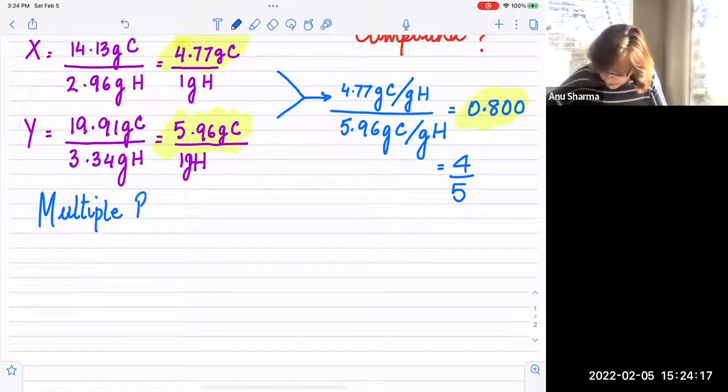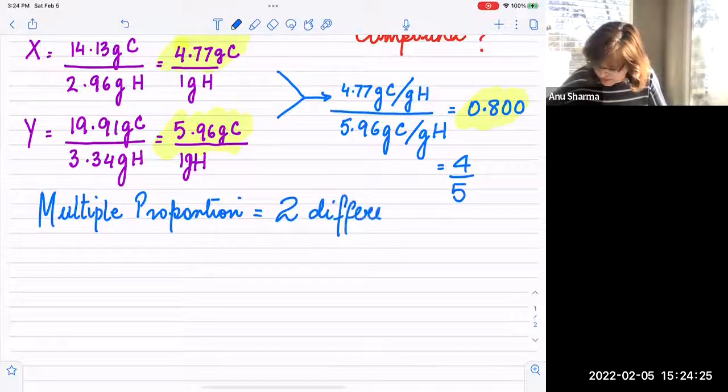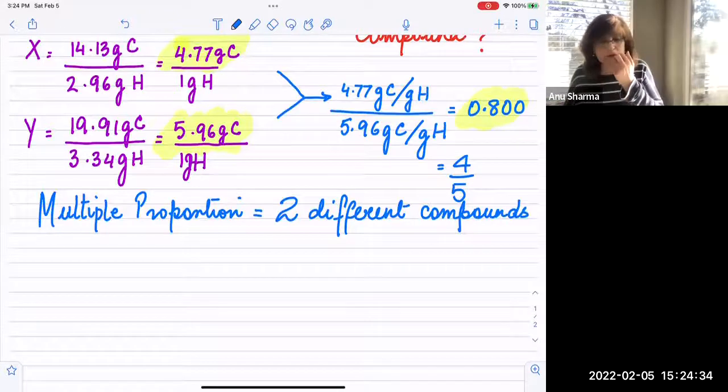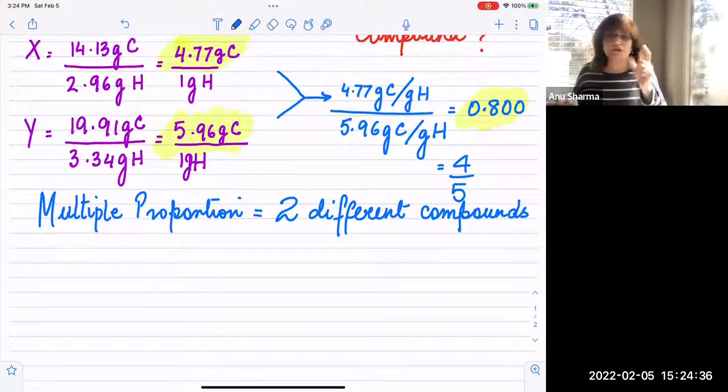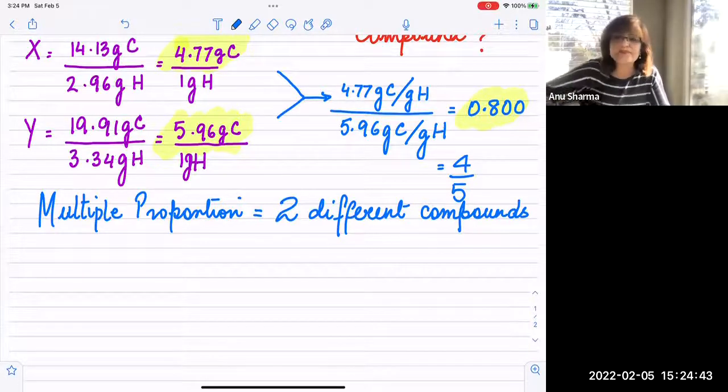So multiple proportions means that these are two different compounds or two different molecules. Compounds is more macroscopic, molecules is more microscopic. So remember, molecules are a part of the compounds. Okay, so that's 2.2. Let's look at the next problem now.